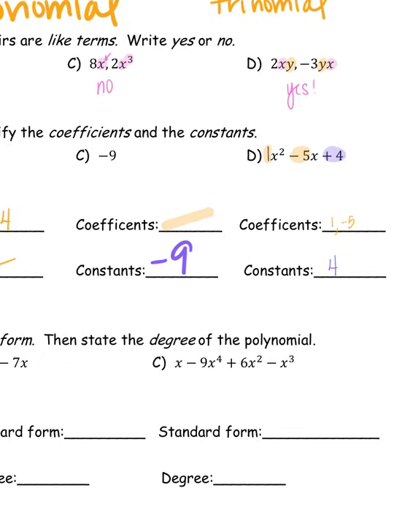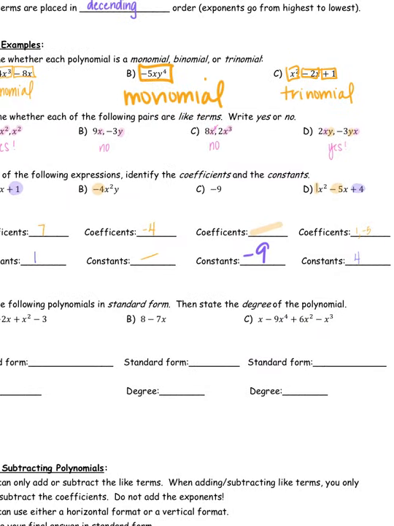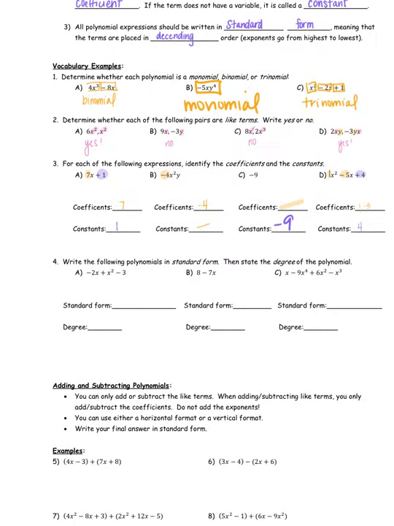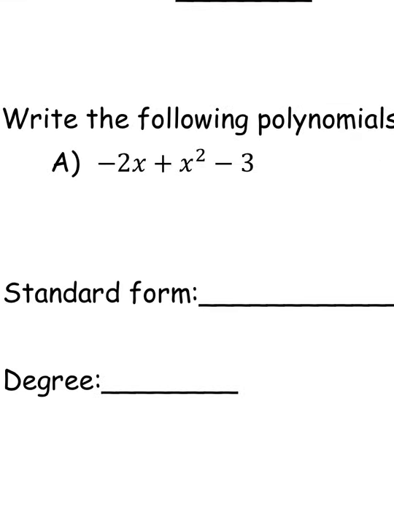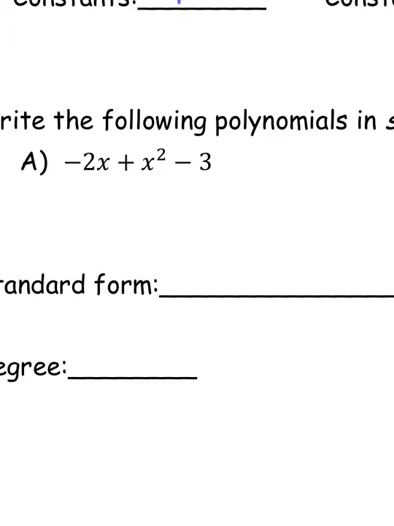Okay. So again, my coefficients are the numbers in front of my variables, and my constants are the numbers that do not have a variable beside them. Okay, so here's a little bit more practice of the standard form. So here, remember, we have to put this in standard form. And since you've been doing this, I'm just going to do it quickly.